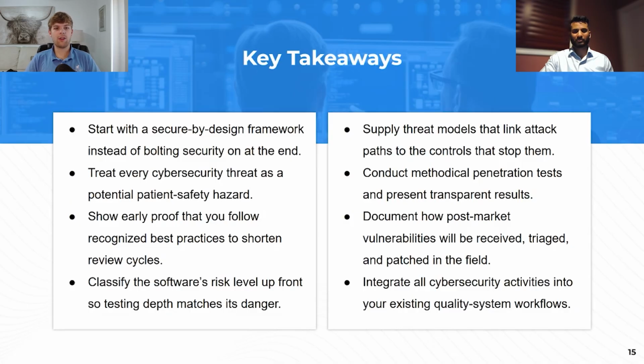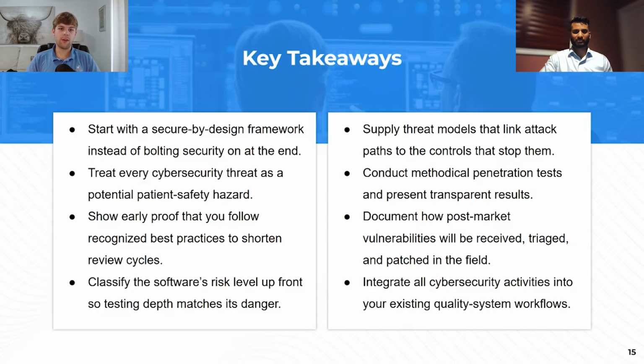Treat every cybersecurity threat as a potential safety hazard. This is why TIR 57 is thought of as an extension of ISO 14971. They should have a direct correlation, and if we're identifying there may be an intersection between the two, we should feed one into the other. We should show early proof that we're following any best practices to shorten review cycles. Referencing these standards, and showing direct artifacts as a result of following them, is a great way to reduce the overall review time within the FDA.